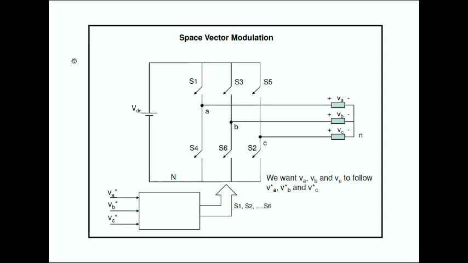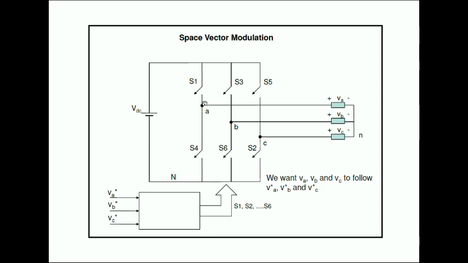As you all know, we have three switches on the upper side, S1, S3, S5, and three switches on the lower side, S4, S6, S2. VA star, VB star, VC star, which we discussed in the previous lecture, are used to produce VA, VB, and VC. If we consider this as a single unit, the switch here is SA, here it is SB, and here it is SC.